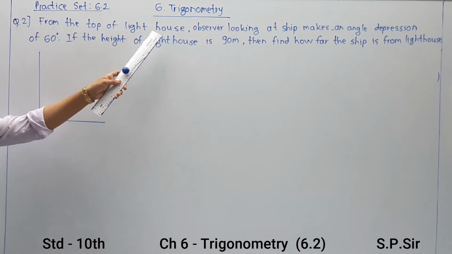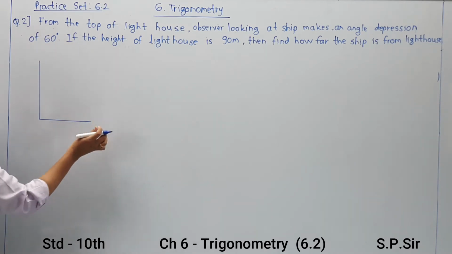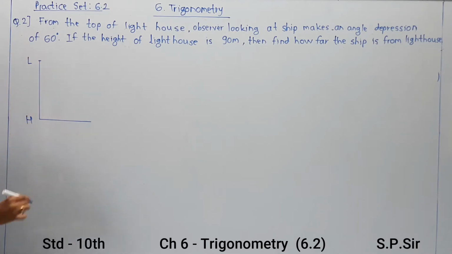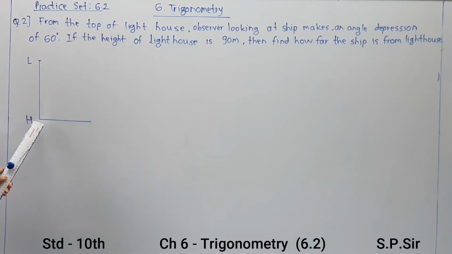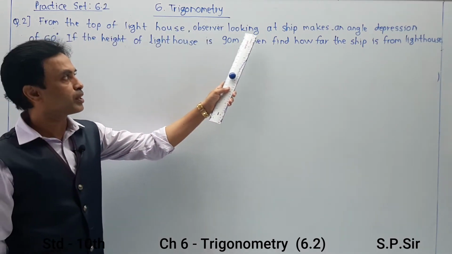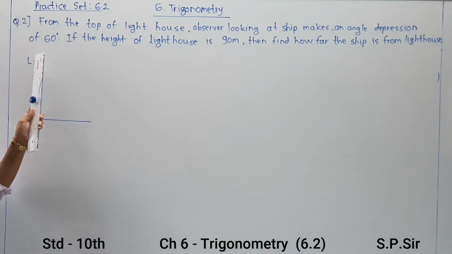From the top of the lighthouse. So I'm going to call this part the lighthouse. This is the first concept. From the top of the lighthouse means this is a lighthouse of a respective height, and from the top I'm going to observe some ship over here. From the top of the lighthouse, the observer looking at the ship makes an angle of depression. Depression means the person is observing in a downward direction at 60 degrees, meaning the angle of depression is 60 degrees.